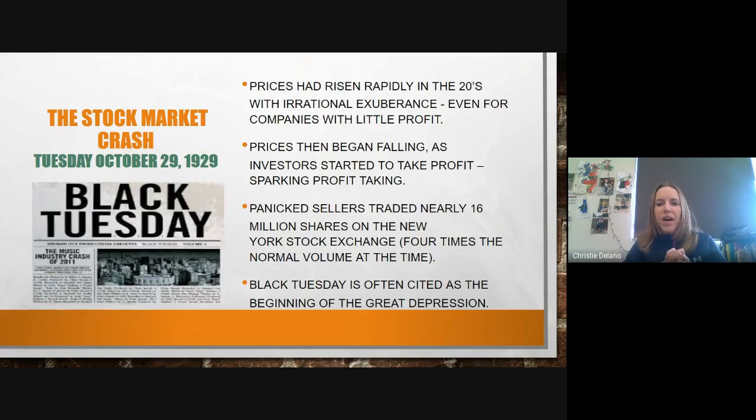The Big Short, right? So companies are starting to spark profit taking. They're selling. Panicked sellers are trading all of their shares, right? Four times the normal volume at any time. And what we see is a massive stock market crash on October the 29th. Black Tuesday is often what it's referred to as the start of the Great Depression.